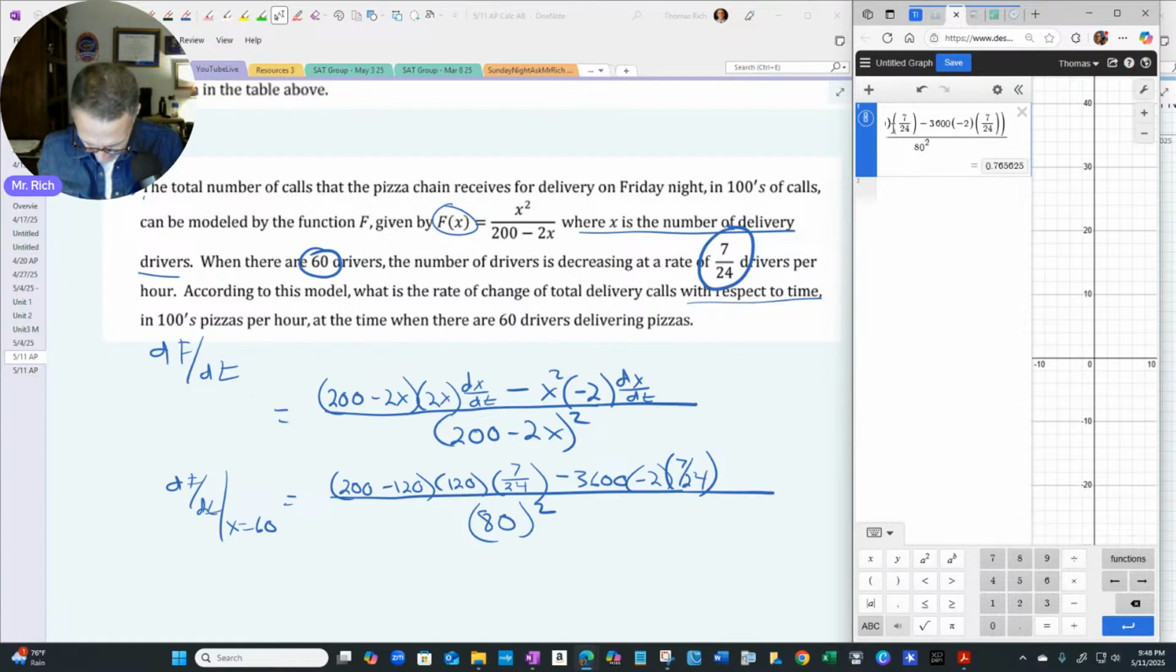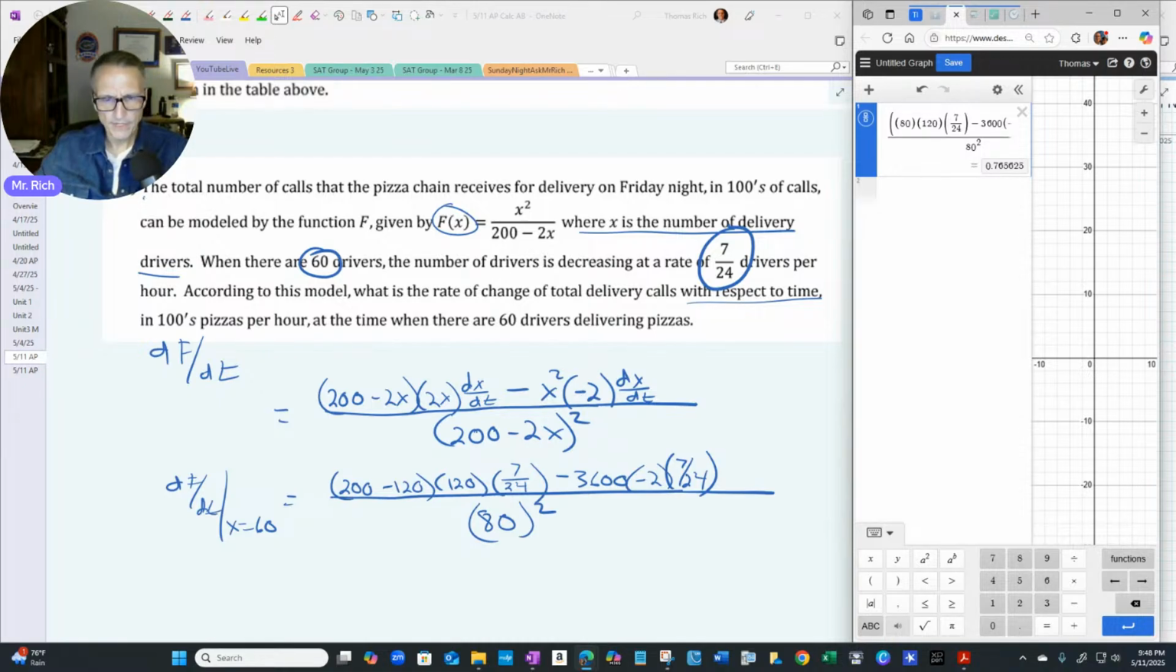They don't give us the answer on it. So yeah, I don't have the answer on it. Okay, but let's check it and just make sure that we got all of this right here. So 80, 200 minus 120, and then we've got the 120, which was the 2 times x.